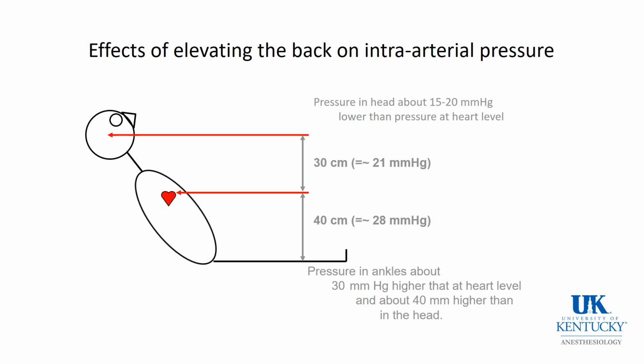And so the transducer should be at the head level. And conversely, if you're measuring the pressure at the arm level, you should consider that the head pressure is about 20 millimeters lower than the pressure in the arm.